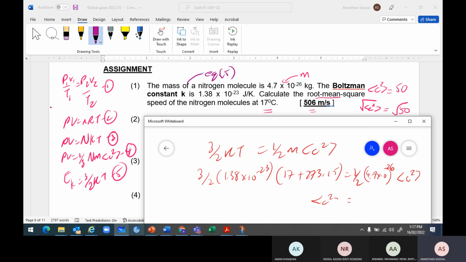So find the mean square speed. Then you root that value. You should get the answer. This is meter per second. Mean square speed is meter squared second to the negative 2.